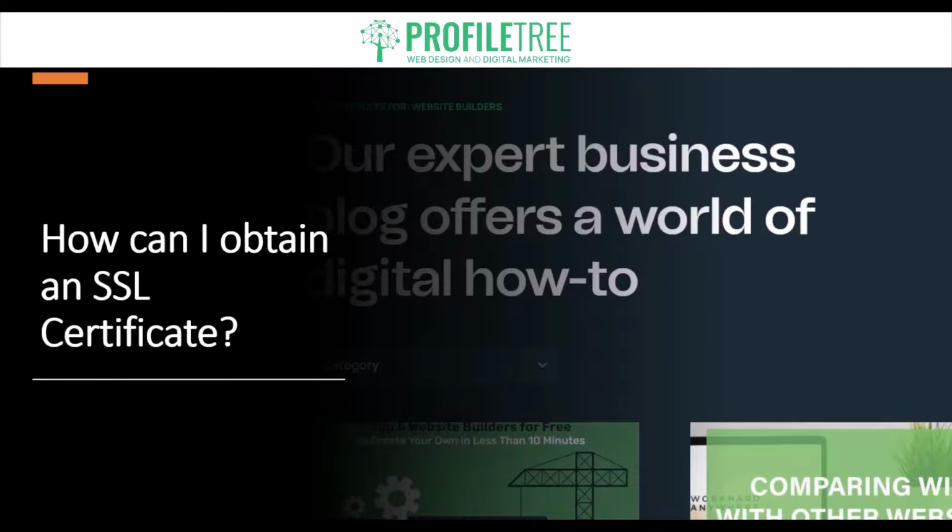Now there are several types of SSL certificates as mentioned. So you've got domain validated ones, organization validated, extended validation certificates. Each of them provide a different level of validation and offers different features and benefits.